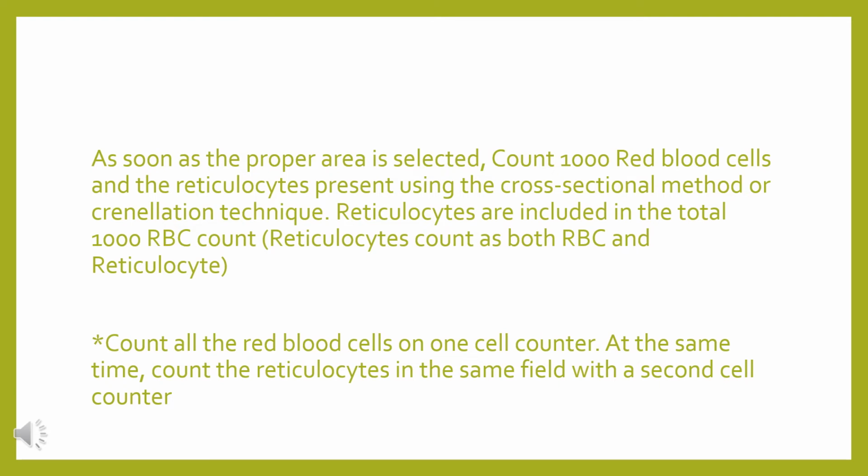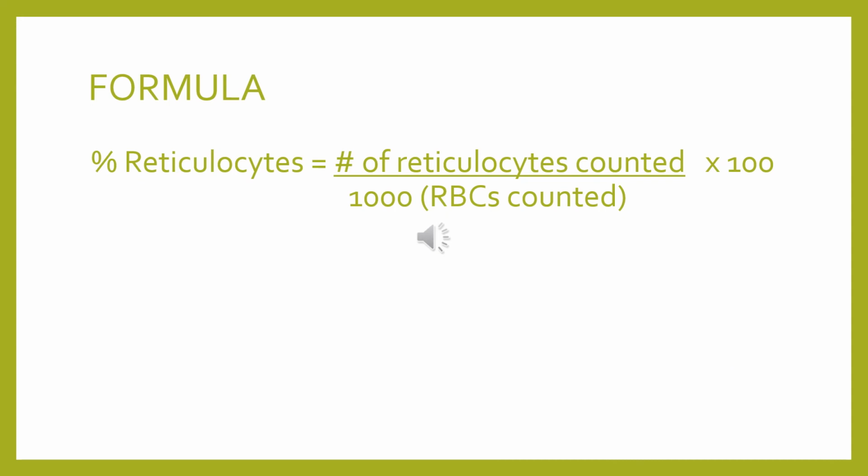So you have to take note that reticulocytes are counted as both RBC and reticulocyte. Okay, so you have to count them at the same time. Our formula: use the number of reticulocytes counted over 1,000 RBCs counted multiplied by 100. So our reporting unit will be percent.